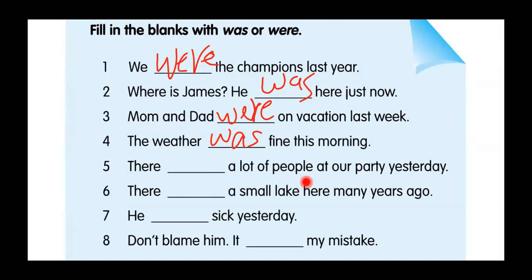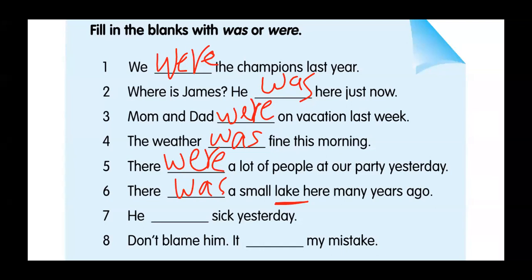They dash a lot of people at our party yesterday. There were a lot of people at our party yesterday. Next one, they dash a small lake here many years ago. There was, okay, because lake here is a singular noun. How are you going to say whether was or were? Those who are new, based on singular and plural, with the help of singular and plurals.